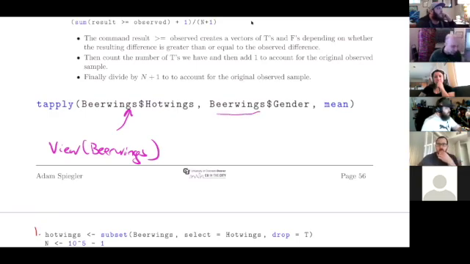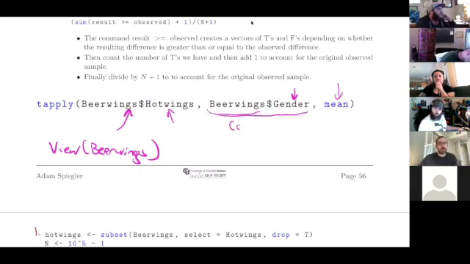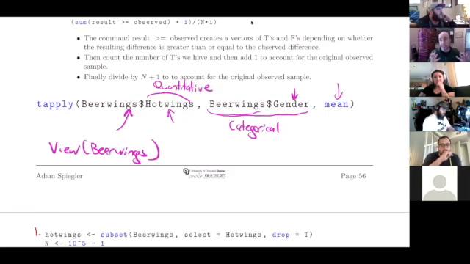This over here says, okay, let's calculate different values based on gender. So for each gender, we're going to do some calculation of hot wings. And this tells us what calculation to do. Notice this here is a categorical variable, and this over here is a quantitative variable. So it's saying calculate the mean number of hot wings for every category in the variable gender.